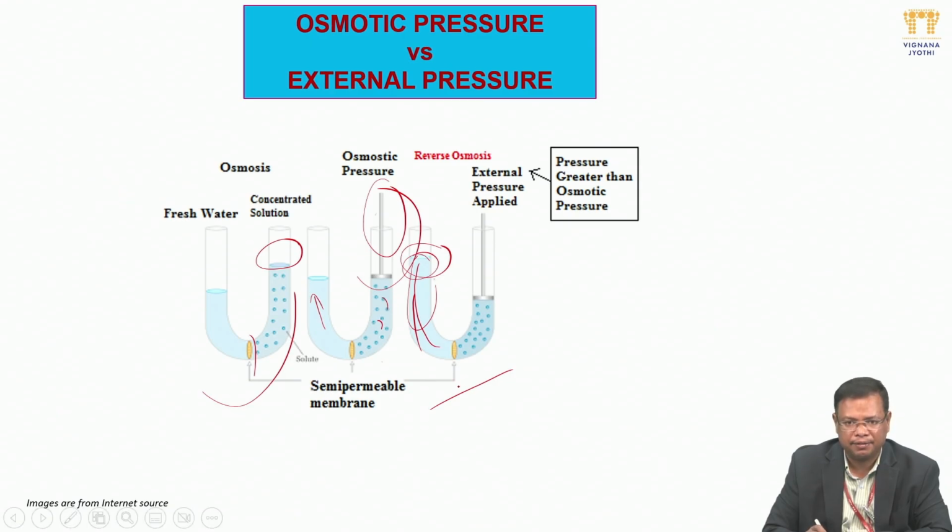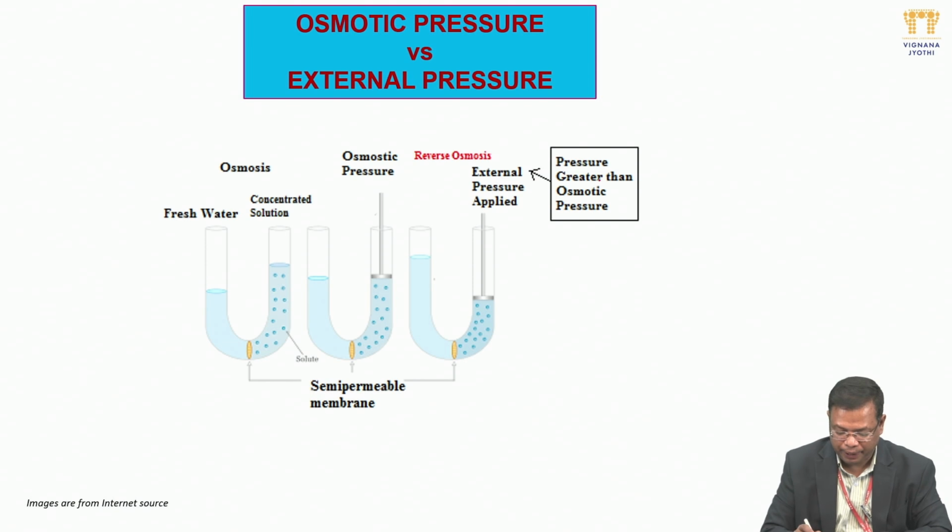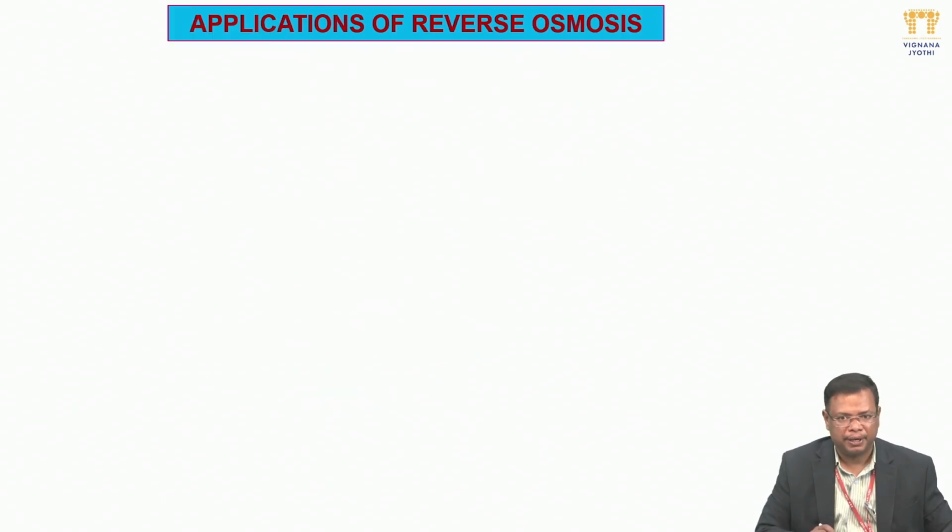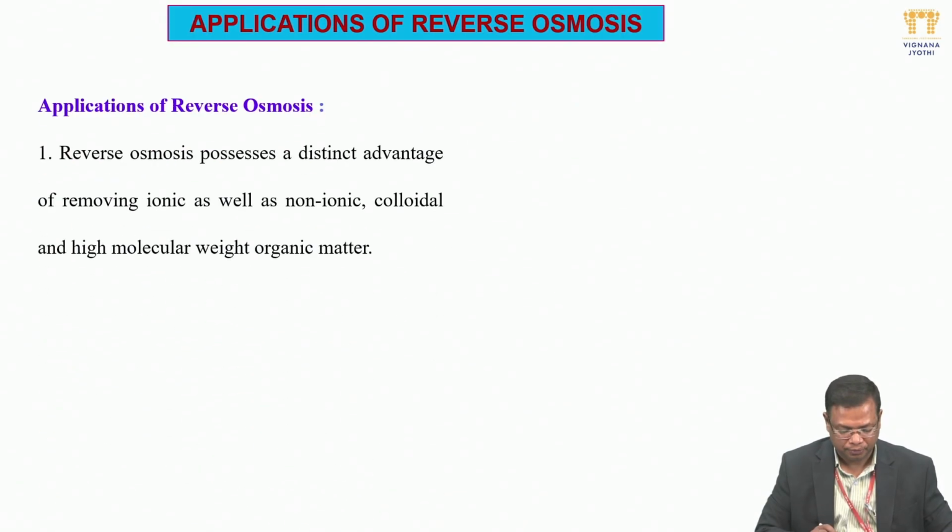This reverse osmosis is always helpful for the treatment of the water. So a pressure greater than the osmotic pressure is called an external pressure, which is applied to remove the solute particles from the hard water. Sorry. So, applications of the reverse osmosis.